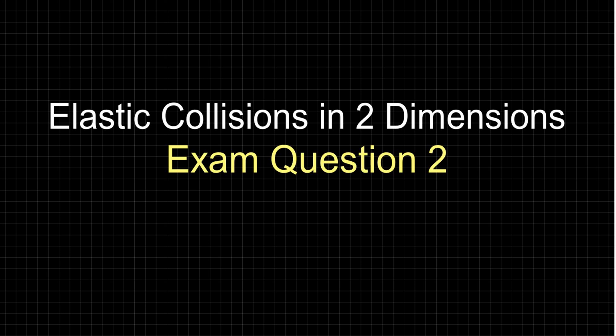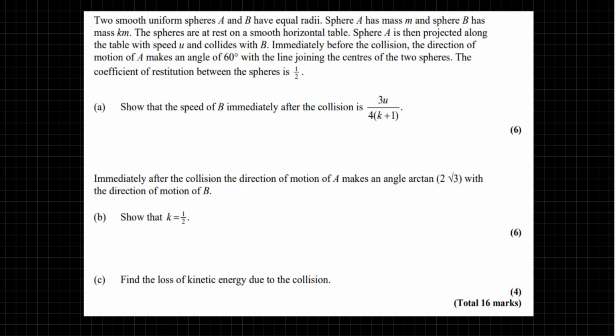So let's look at our second exam question in the elastic collisions in 2 dimensions topic. In this case, we're still looking at uniform spheres hitting each other, but this time with a little bit more consideration on the energy that's taking place, and trying to work out the speed in terms of some unknown parameter. In this case, the unknown parameter is the ratio of the two masses.